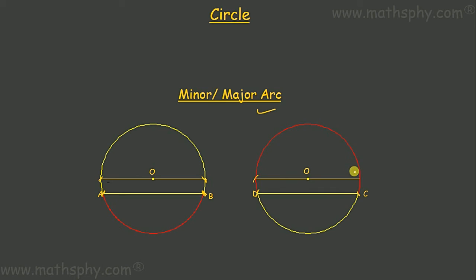The arc of a semicircle is from this end till this end. This arc is obviously bigger than this arc of a semicircle. So when we have an arc which is bigger than the arc of a semicircle, that arc is called a major arc. So this is the major arc, this is the minor arc. In this circle, this will be the minor arc and this will be the major arc.